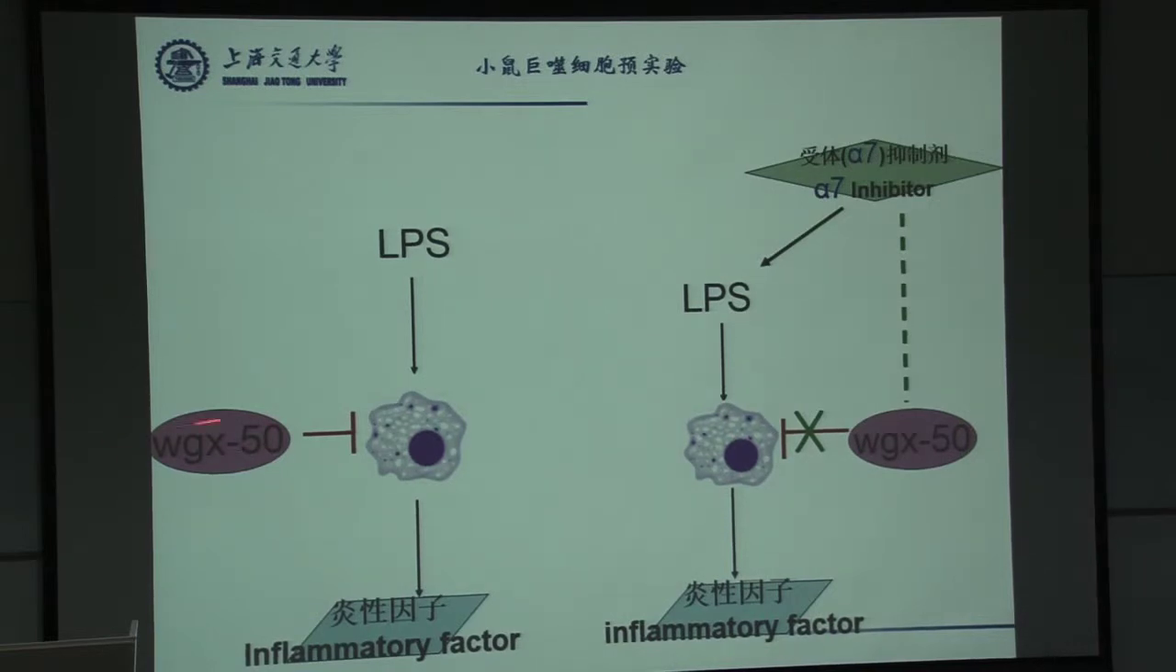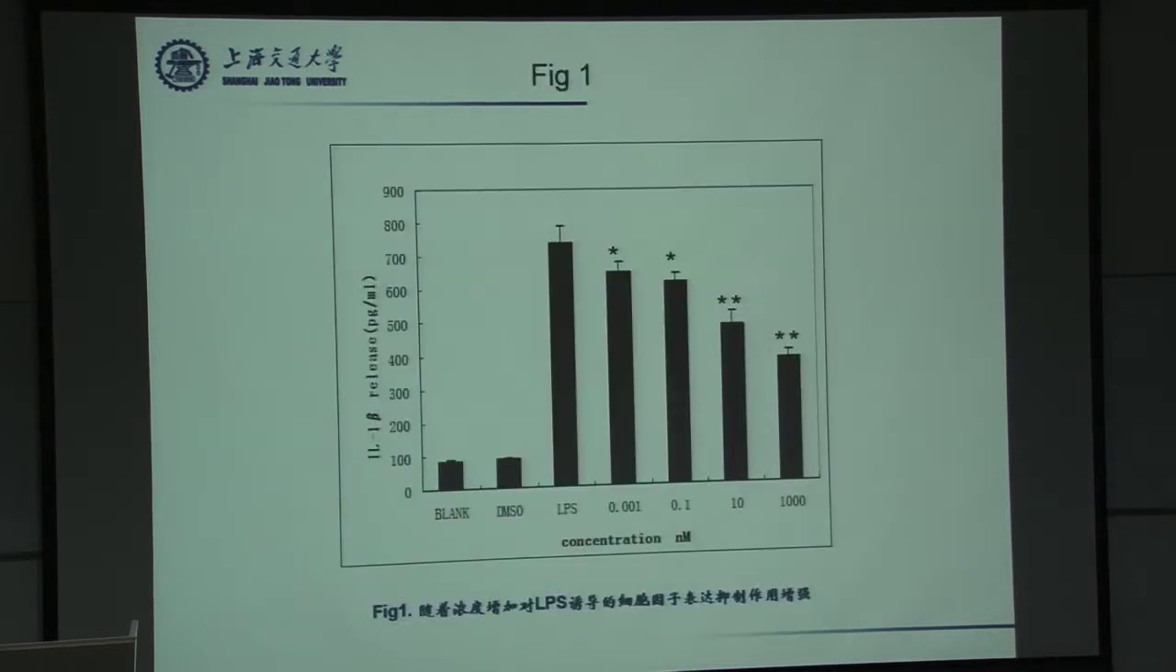So this is the molecule we call WGX50. That will reduce the release of inflammatory factor. So you can see this well exhibited sort of concentration dependence. It shows it's effective. And actually, the concentration is very low, in nanomole. It's effective.